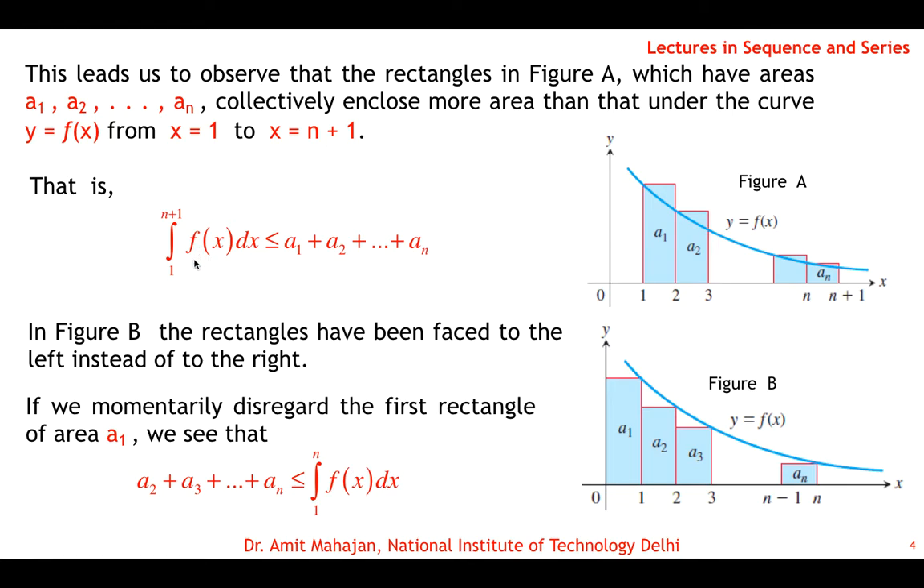So we can combine these two inequalities, and if you remember that a1 plus a2 plus so on an is nothing but the nth partial sum.